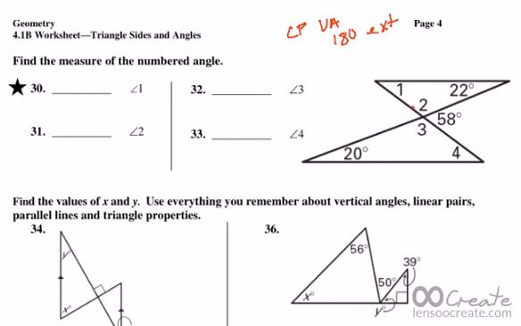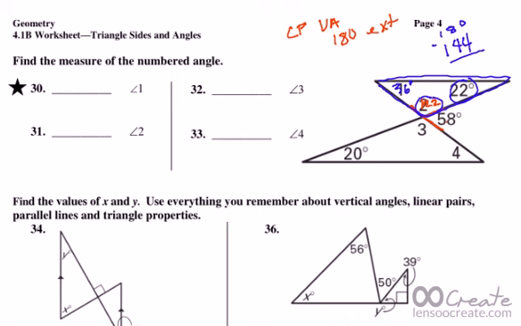So some things I notice right here is we have a straight line. Angle 2 and 58 are a linear pair. So 180 minus 58 would be 122. Then we have a triangle on the top, 180 degrees in that triangle. We have 122, we have 22. Add that up for 144. Subtract that from 180. And we end up with 36 degrees right here.